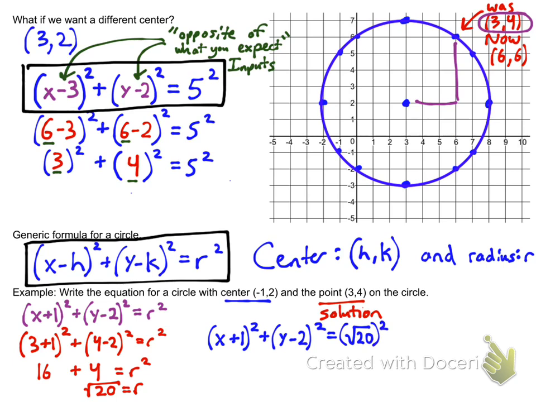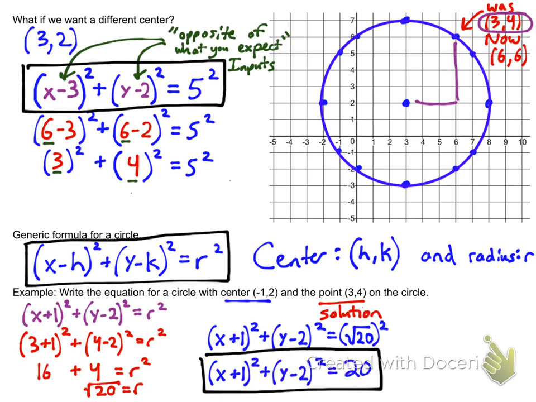But we can simplify the square root of 20 squared in this case because the square root of 20 squared is just 20. So you really ought to simplify that and write it like this, where it just equals 20. Now notice the radius is not 20, the radius is the square root of 20.